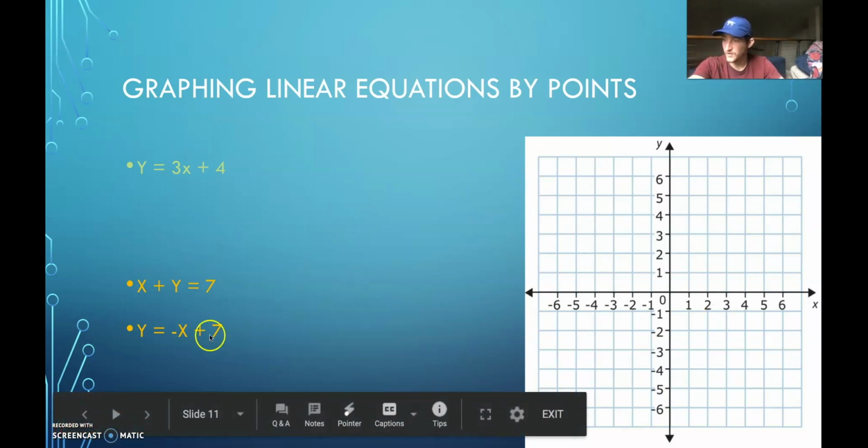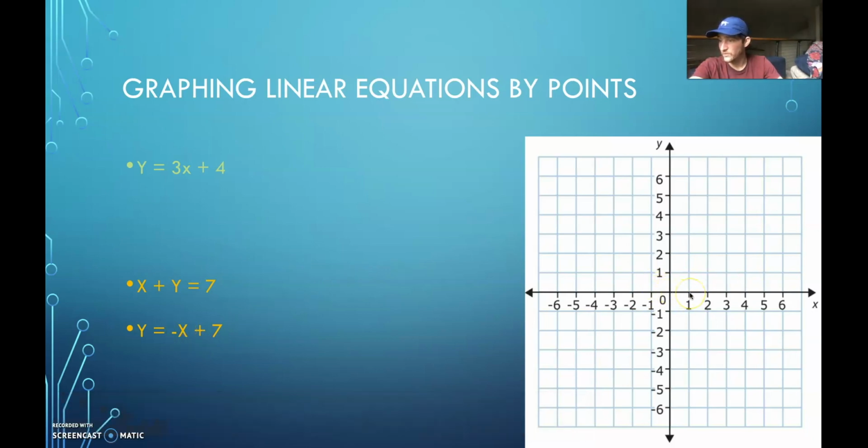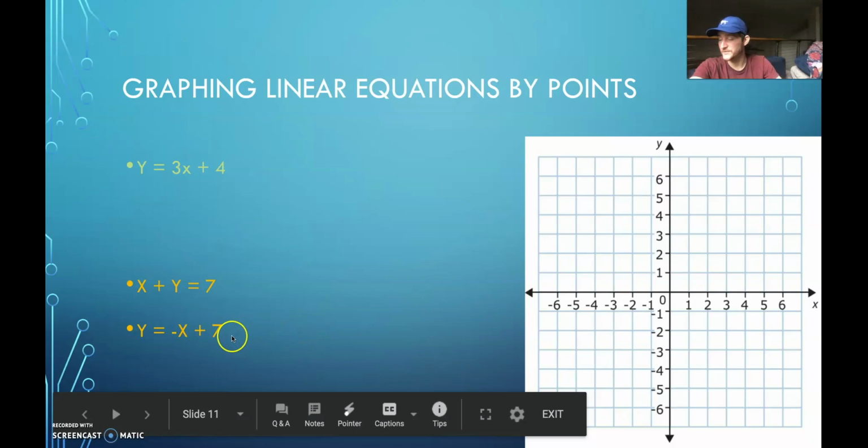And we do the same thing we did for the last one. We just say, okay, let's plug in 1. -1 plus 7, that would mean when x is equal to 1, y is going to be equal to 6. And then we do it again. We say, okay, what about when x is equal to 2? And then we get -2 plus 7. So when x is 2, y is equal to 5.